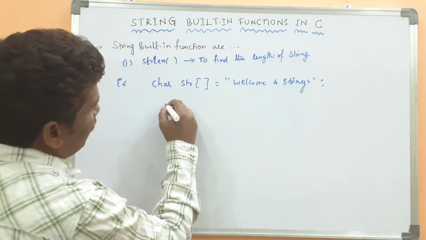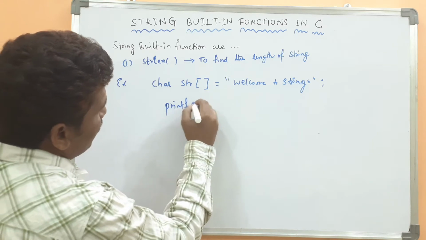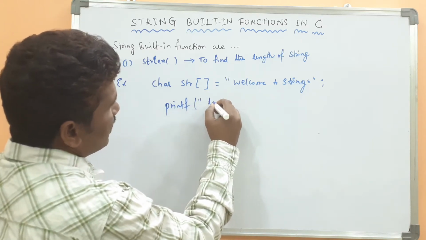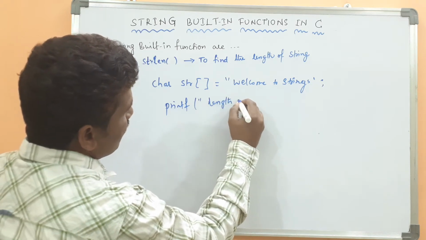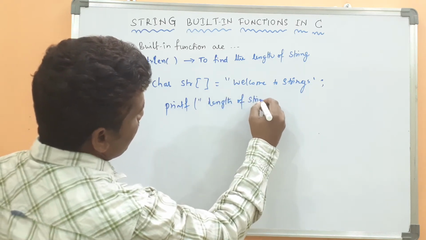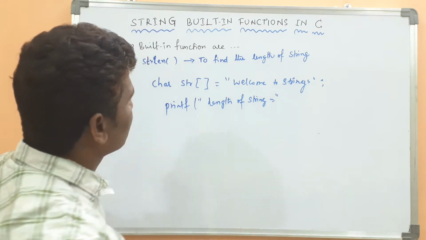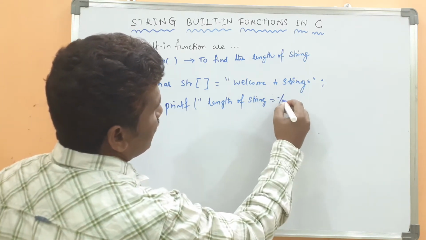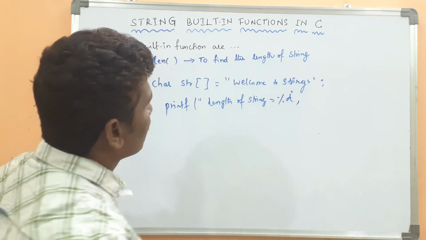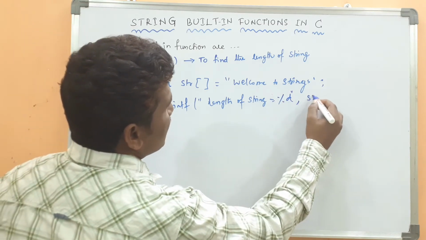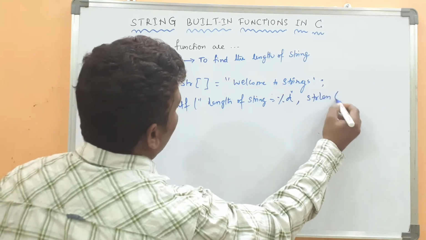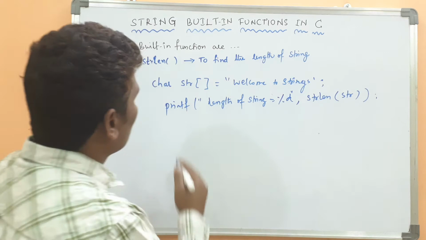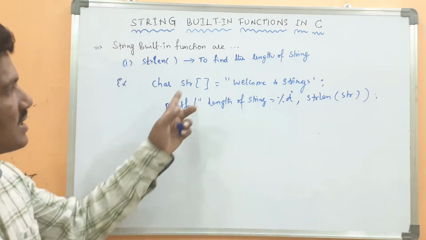Then printf("length of a string = %ld", strlen(string name)). The function returns an integer.